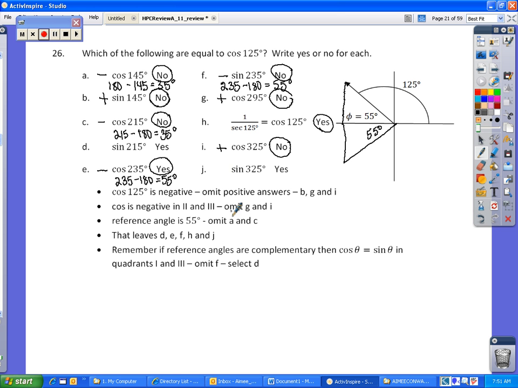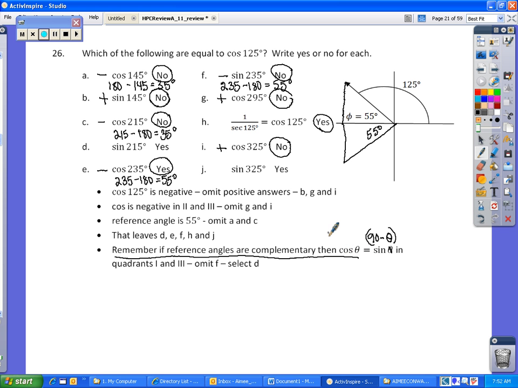Remember, if reference angles are complementary, then the cosine of the angle is going to be the same as the sine of the complement. Okay, so really this should be the sine of whatever theta is, 90 minus whatever theta is. Okay, or vice versa. So if I take the sine of theta, and I take cosine of 90 minus theta, again, angle complements.